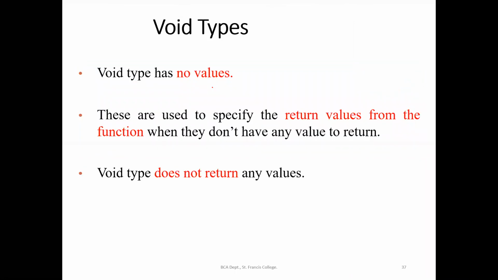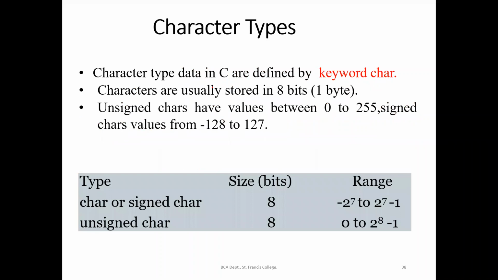Okay. Now, the next fundamental data type. Fundamental data type is also known as primary data type. This one is known as the void data type. The void type has no value. If you don't have any value, we don't have any data type, right? In such cases, we refer to it as void type. These are used to specify the return value from a function. If I don't have any return value, you just mention void. Void type does not return any value.